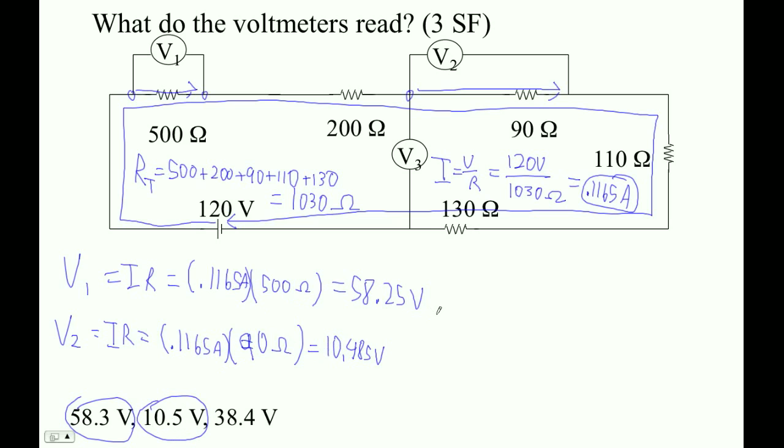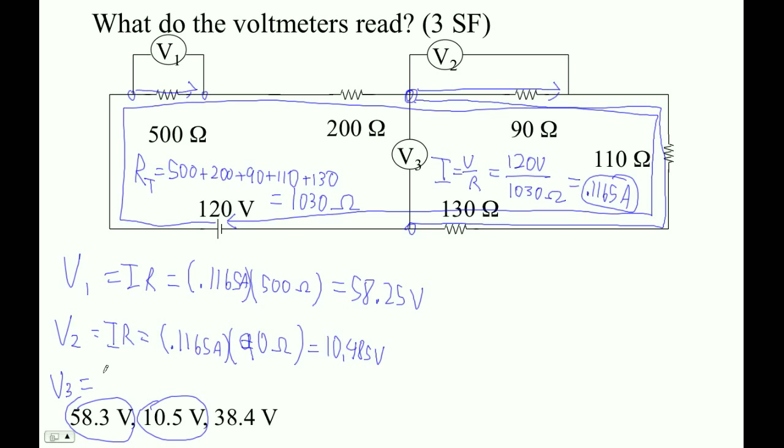Okay, and then crazy V3, right? What do we do with V3? Well, the resistance for V3, it starts here, and the resistance it's across is 90 plus 110 plus 130 gets us there. So you follow the current from upstream to downstream, right? Well, 90 plus 110 is 200 plus 130 is 330, right? So that resistance that this guy sees is 330 ohms, right?